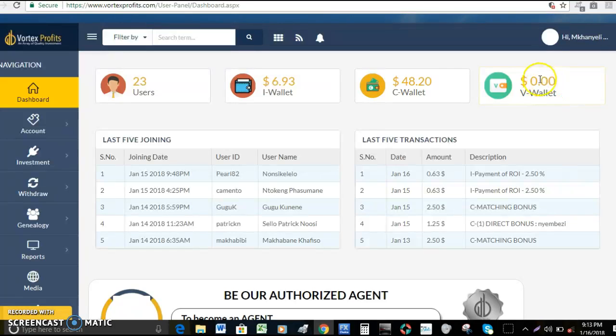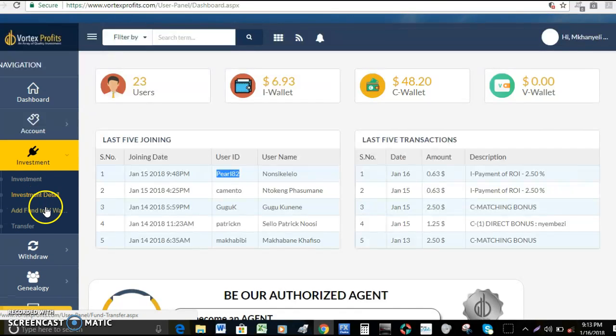This is the V wallet. From the V wallet, you can transfer it to others who are also on the system. So now what we're going to do, we're going to transfer to PL82. So we copy that one. We go to investment and then we say transfer.